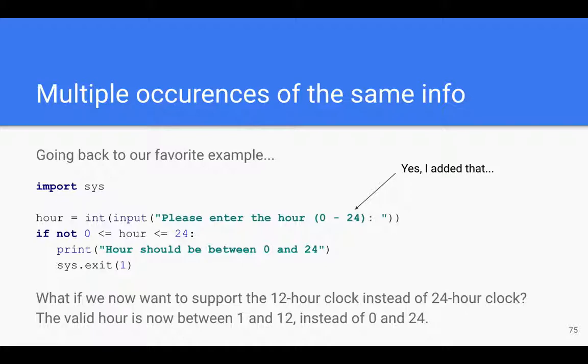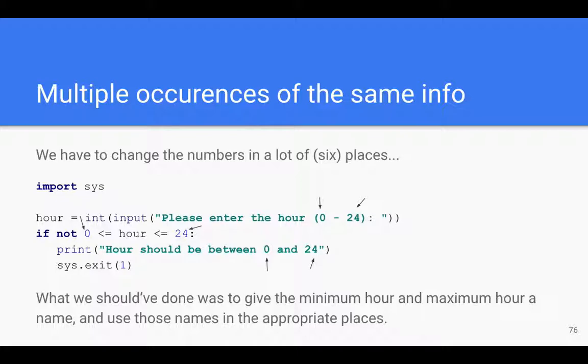Well, you say, okay, that's easy. We just have to change the numbers. So how many numbers do we have to change? Well, 6 of them, really. Here you see there are 3 zeros and 3 24s, for a total of 6 places where we have to change the numbers. Whereas in fact, we are really just changing 2 numbers. We're changing the minimum hour from 0 to 1, and we're changing the maximum hour from 24 to 12.